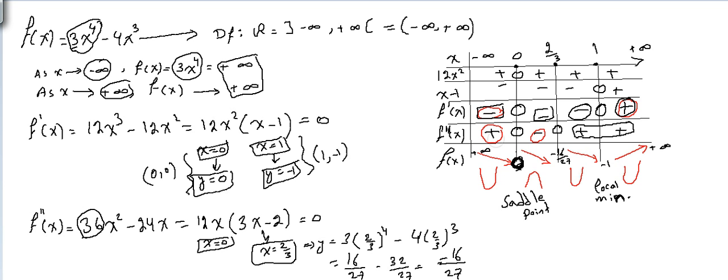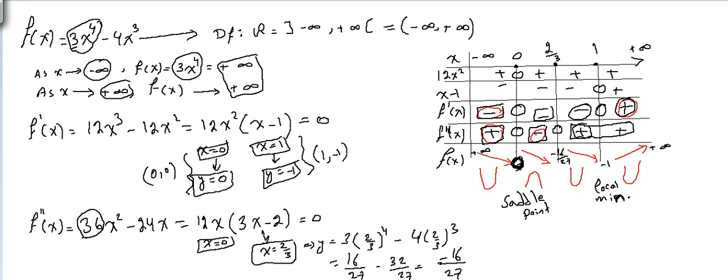Here, plus minus changes sign in the second derivative, right? From plus to minus and from minus to plus. So what do we have here? We have a point of inflection, right? From concavity upwards to concavity downwards, then to concavity upwards, right? We have a point of inflection.